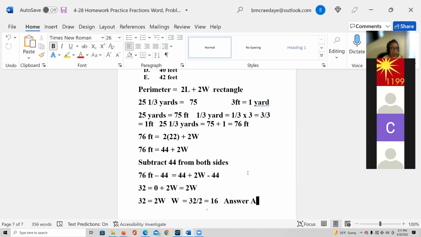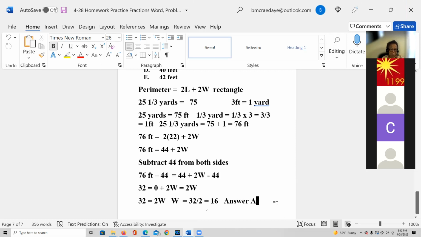Let me check it. 2 times 16 is what? That's 32. And 2 times 22 is what? 44. Add those together, you get 76. So you know it's correct because that's what your perimeter is. So that's the way you could check it. You take the 2 22s and the 2 widths, 2 16s: 44 plus 32 adds up to 76, which is what was given as the perimeter.